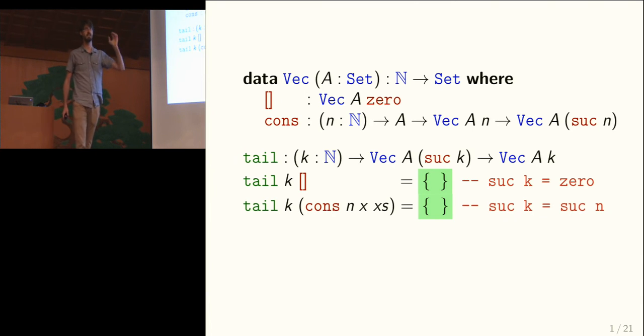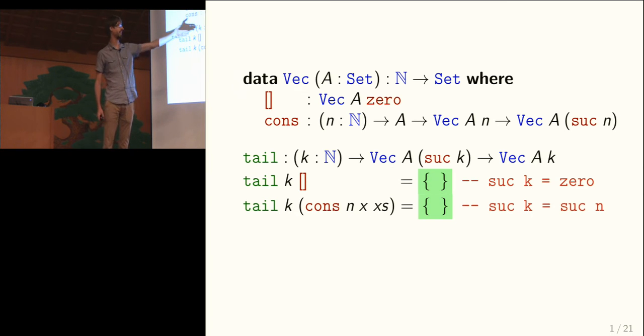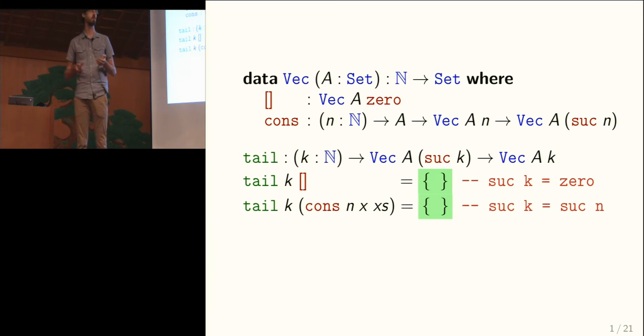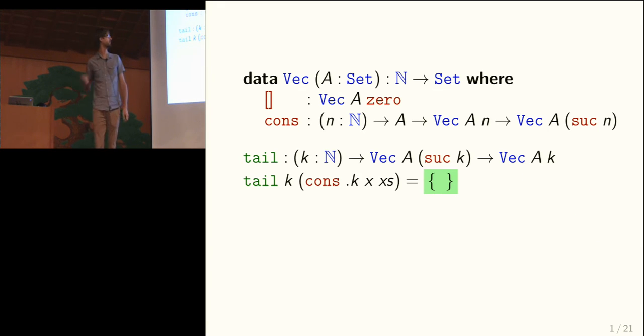However, in each of these cases, there are some constraints that are generated in the background. In the first case, we know that the length must be equal to 0. In the second case, we know that the length must be equal to suc n. So AGDA goes ahead and solves these equations for you. So what you end up with is not these two cases, but only the single case for the cons. This is very good because we don't ever want to take the tail of an empty list. We wouldn't know what to do anyway.